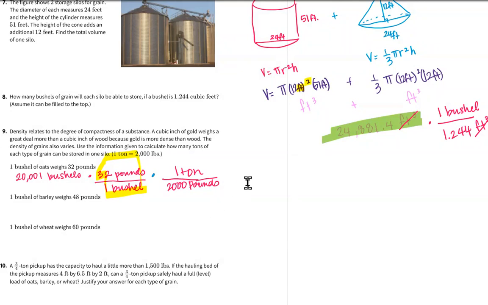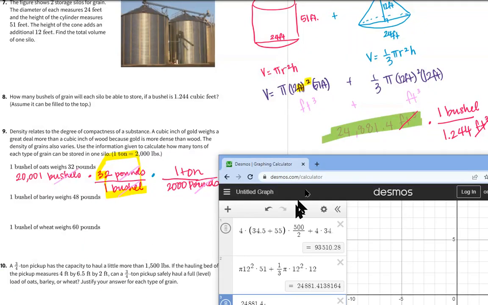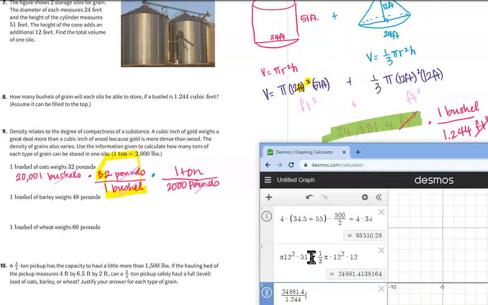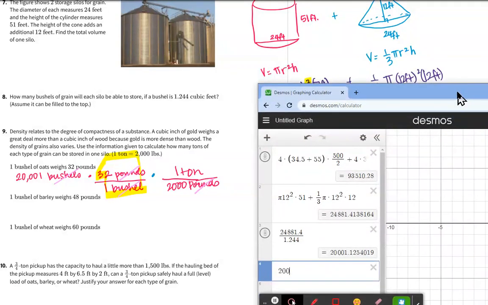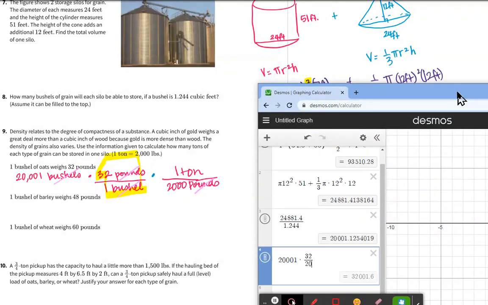So then I'm just going to continue. If you notice here, my bushels and my bushels divide out. My pounds and my pounds divide out. So my only unit of measurement is going to be tons. So I'm just going to multiply that across and see what I get. Let's see, I am going to use 20,000. So 20,001 times 32 divided by 2,000 is 320.02 tons.